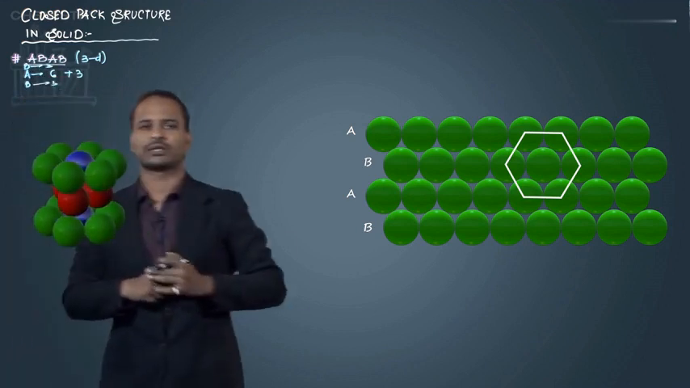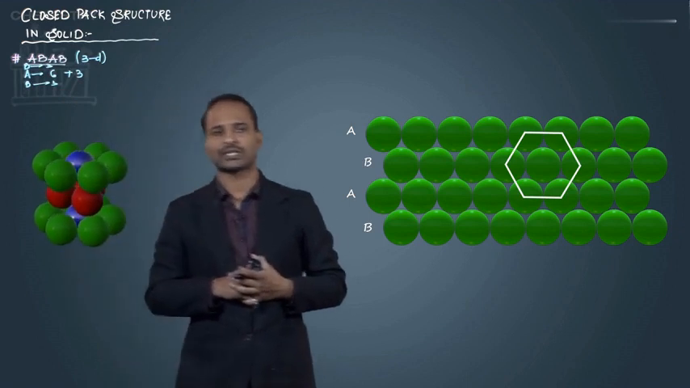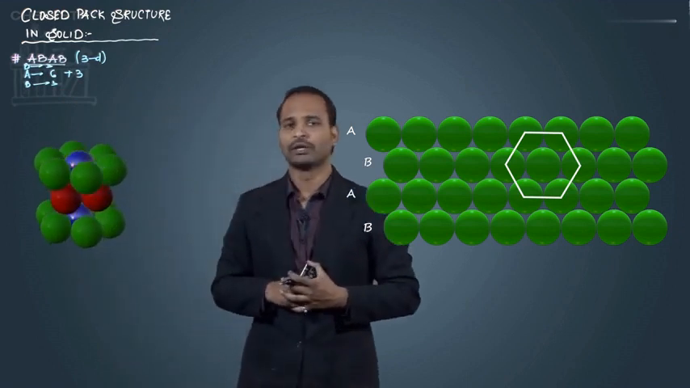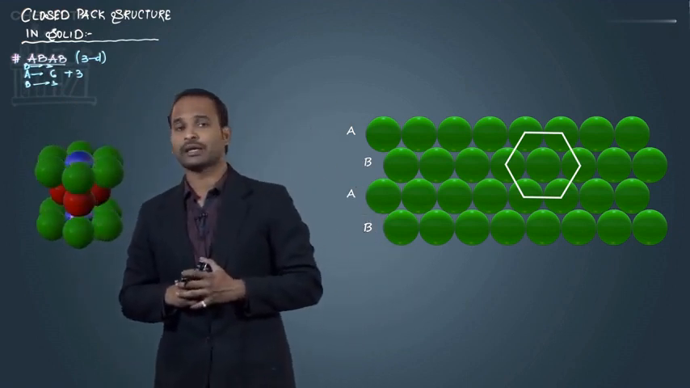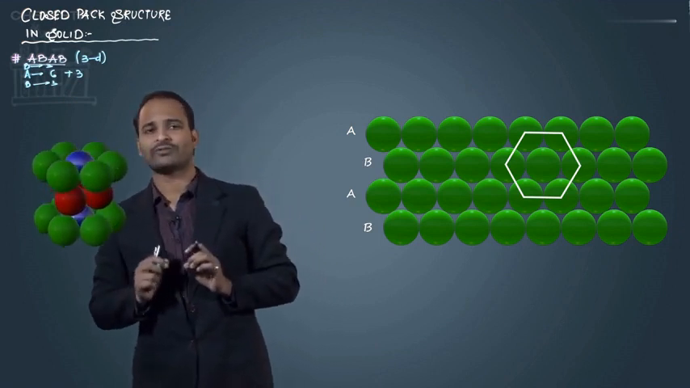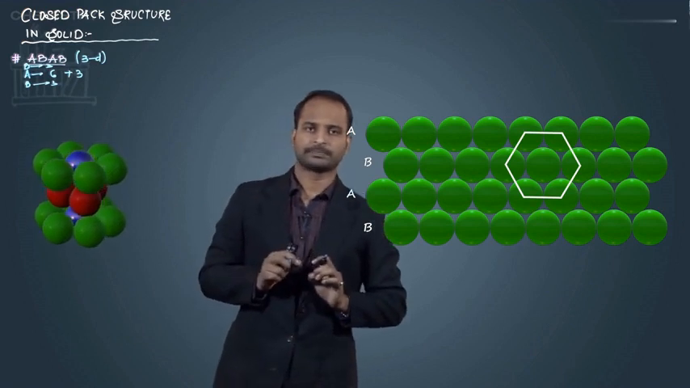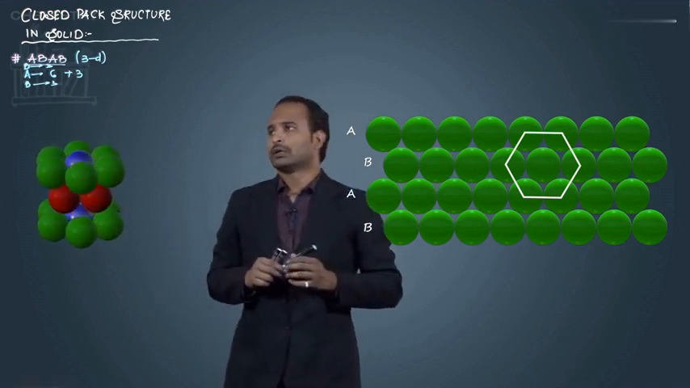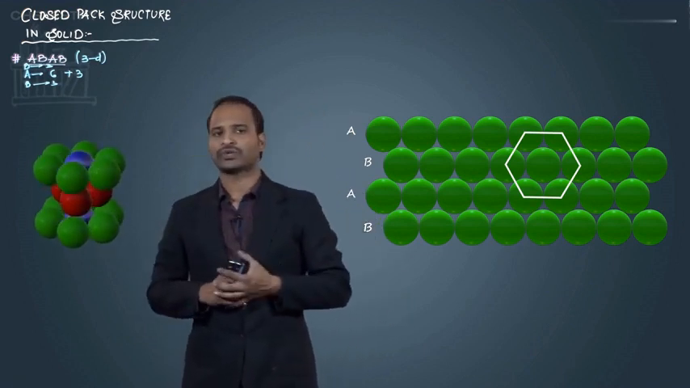That means total is how much? Then I can say the total number of spheres which are touching a single sphere is 12. So in case of ABAB type packing, the coordination number is 12. So here we got 12 as a coordination number.